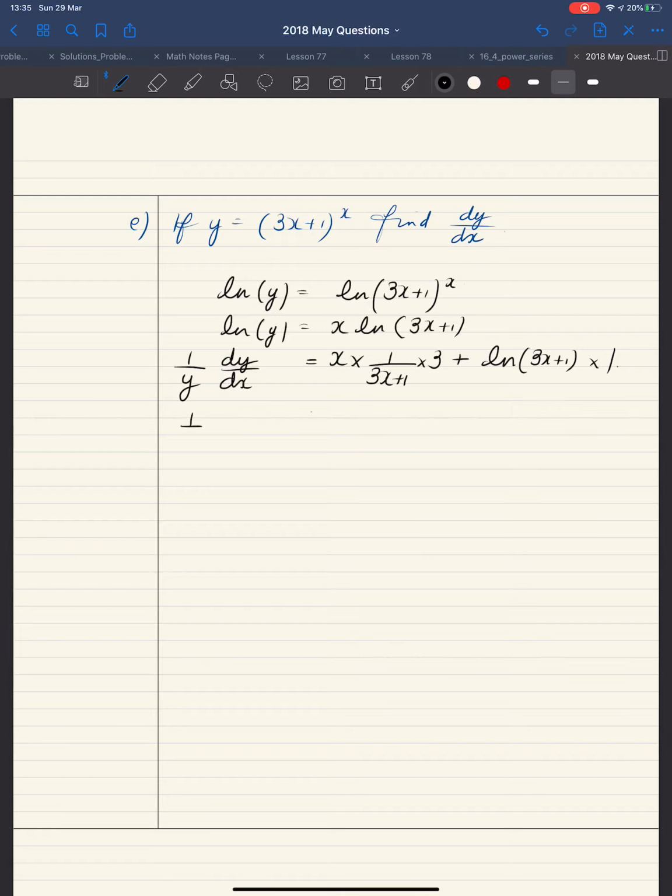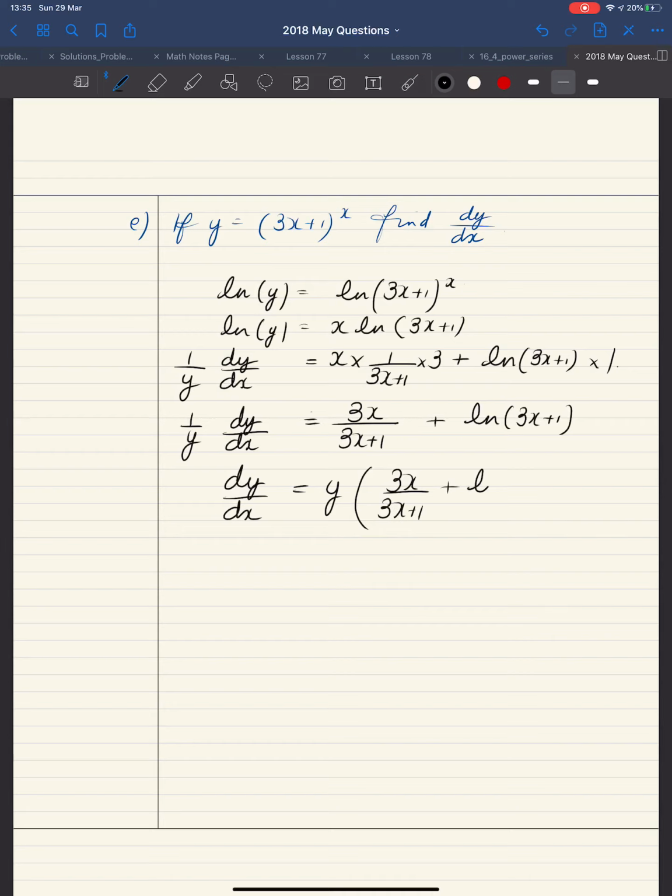So we can say 1 over y dy by dx is 3x over 3x plus 1 plus ln of 3x plus 1. So dy by dx is y times all this, multiply both sides by y, and just rewrite the y, 3x plus 1 to the power x, times 3x over 3x plus 1 plus ln of 3x plus 1.